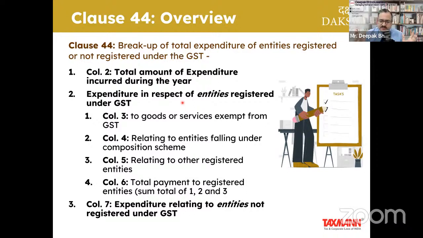And then there is column number 6. Column number 6 is nothing but a sum total of column number 3, column number 4, and column number 5. In other words, column number 6 represents the total amount of expenditure in relation to entities registered under GST, right?